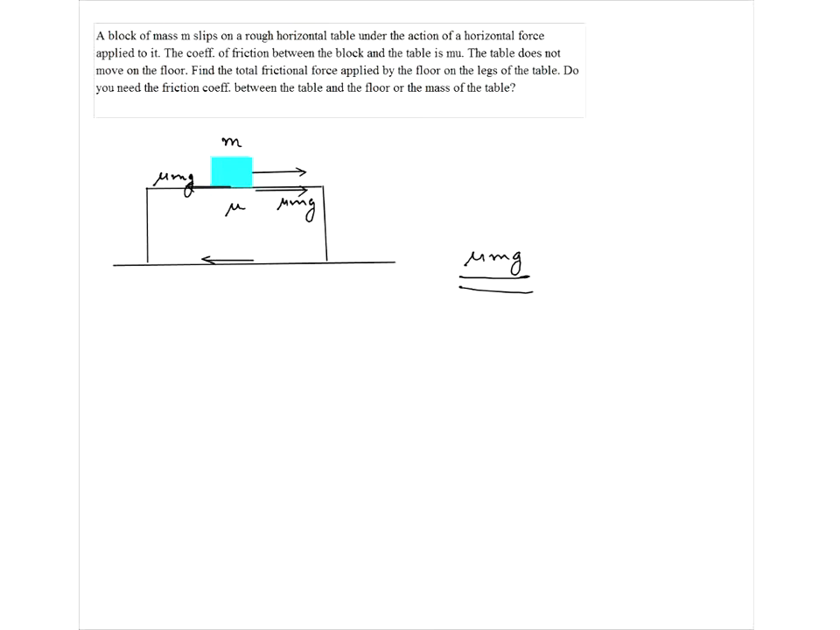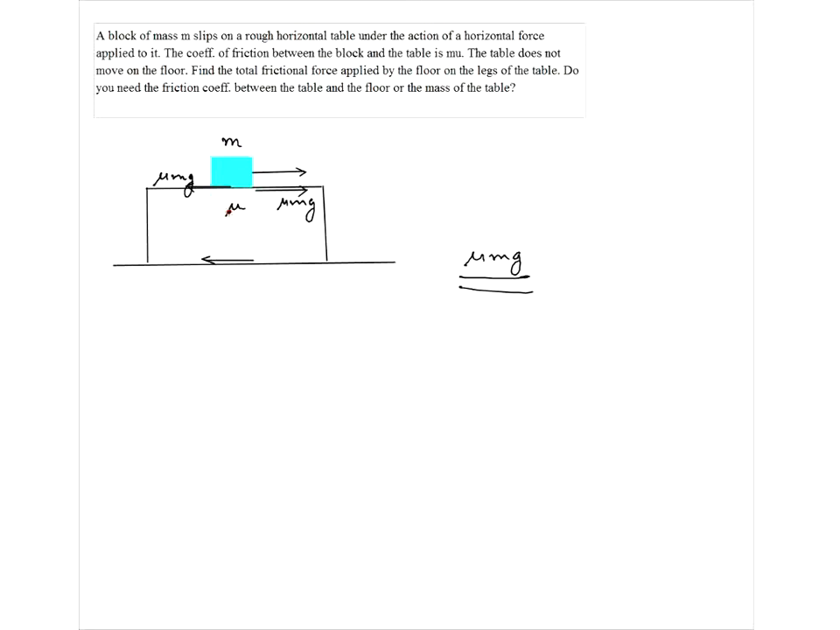Suppose a block is kept on a rough horizontal table and it slips under the action of some horizontal force. It slips on the table. Force can be like this. It is slipping. Mu is given as mu.